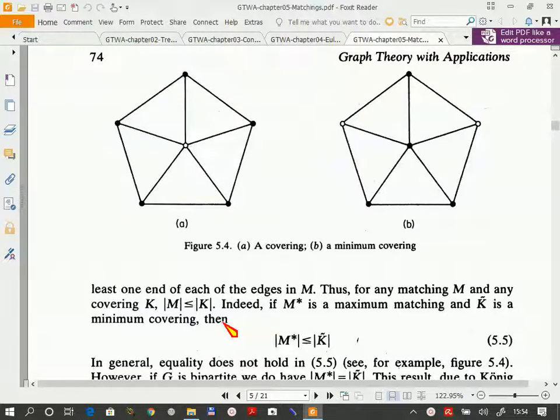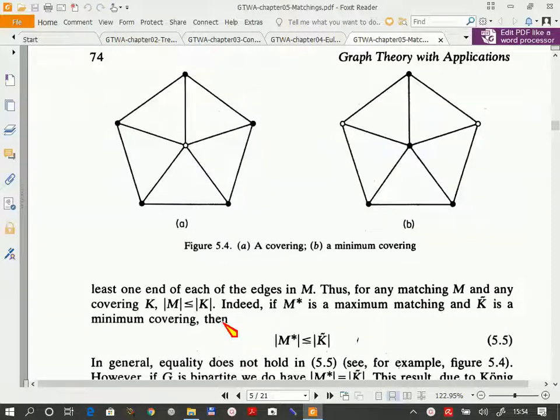The idea of injecting gives me exactly this. So if I have a matching and a covering, and I can build an injective map from the edges of the matching to the vertices of the covering, I'm sure of that inequality. So what can I do? Since every edge has at least one vertex of the covering as one end, if it is just one end inside the covering, I take it, and that's all.